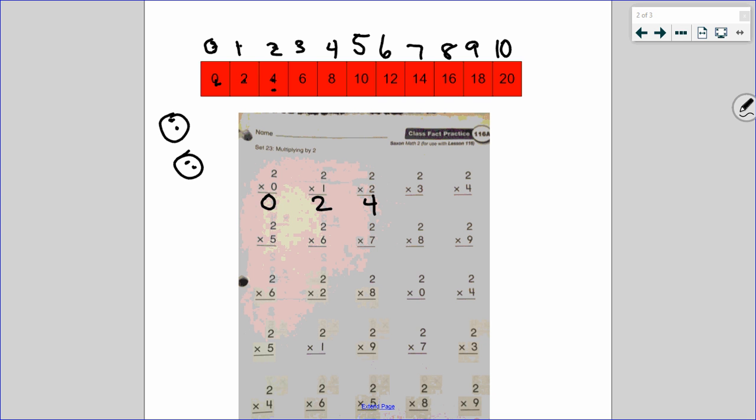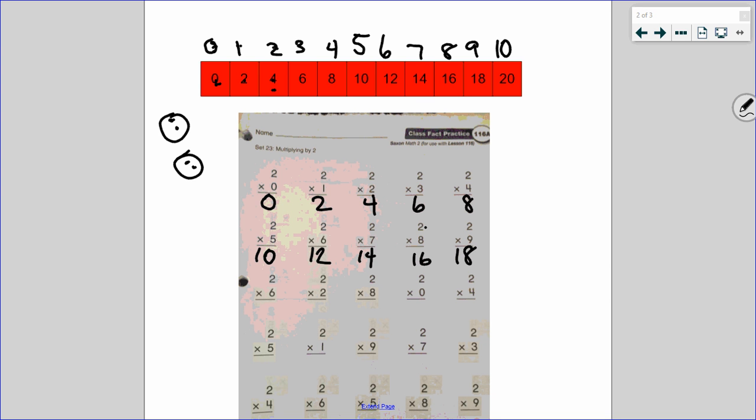And I bet you see the pattern already. 2 times 3 would be 6. 2 times 4 equals 8. Keep going with me. 2 times 5 equals 10. 2 times 6 equals 12. 2 times 7 equals 14. 2 times 8 equals 16. 2 times 9 equals 18. Excellent job.